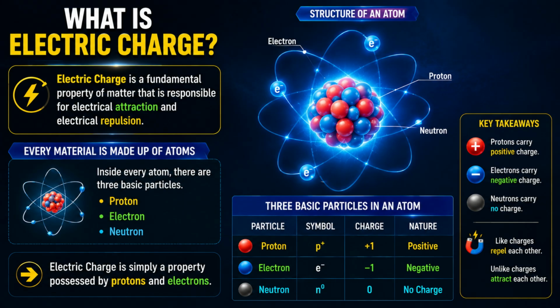Now, let's define electric charge. Electric charge is a fundamental property of matter that is responsible for electrical attraction and electrical repulsion. Now, let us understand this definition. Every material in this universe is made up of atoms. Inside every atom, there are three basic particles: proton, electron, and neutron. Among these, protons carry positive charge, electrons carry negative charge, neutrons carry no charge. Therefore, electric charge is simply a property possessed by protons and electrons.